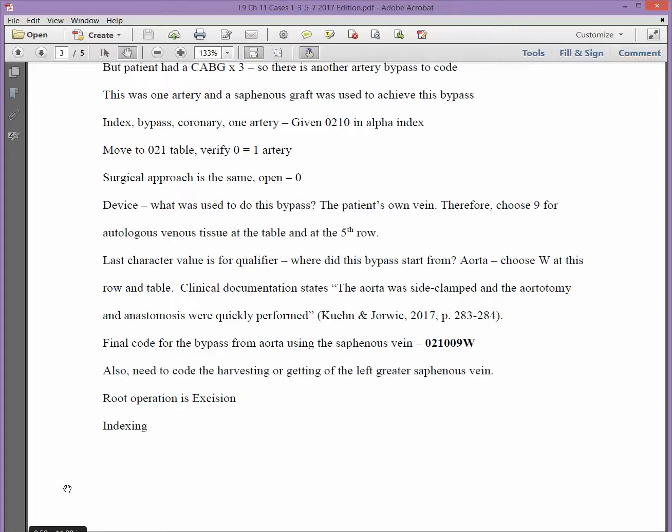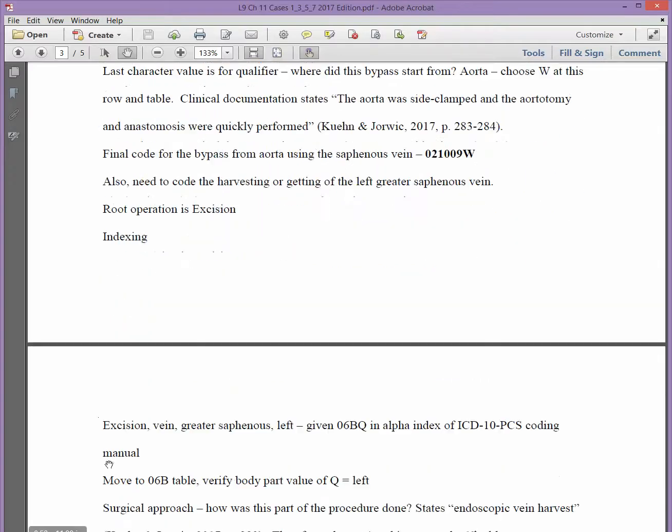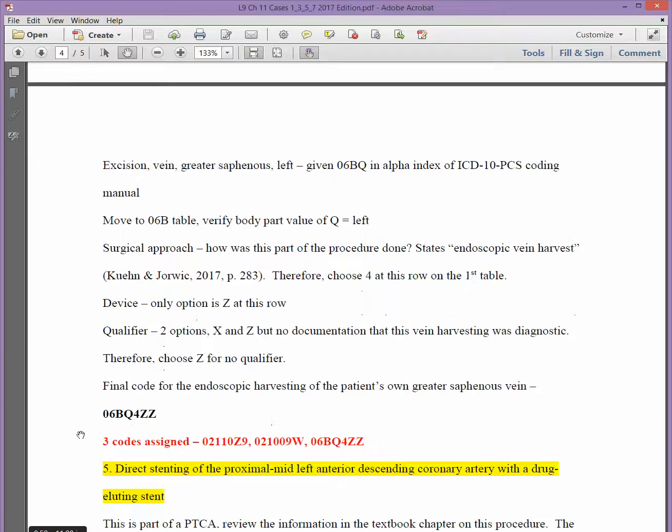But again, as I stated earlier, you also need to code the harvesting because it's a different body part, different anatomical location. Per coding guidelines, you also need to code the getting of the vein from the patient's leg. The specific location was the patient's left greater saphenous vein. They didn't take all of it, they took part of it. For this graft, root operation is excision. You're going to index excision, vein, greater saphenous, left. You're given 06BQ in the alpha.